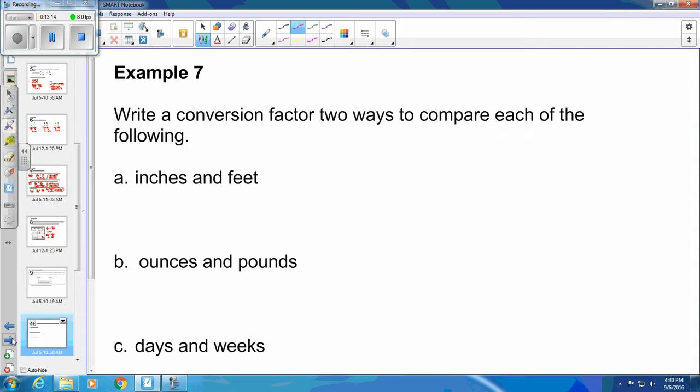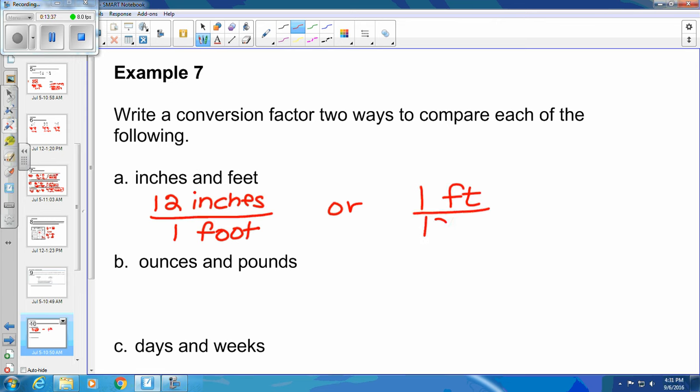Write a conversion factor 2 ways to compare each of the following. So I'm looking at inches and I'm looking at feet. I have 12 inches in 1 foot, or I have 1 foot to 12 inches.